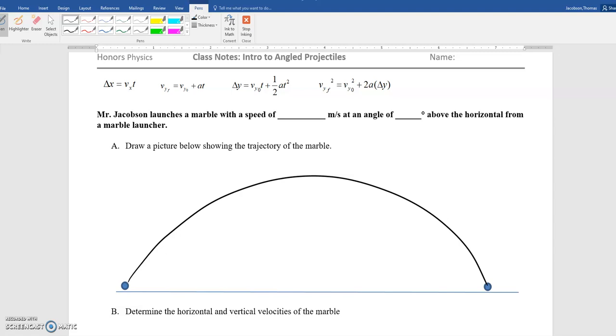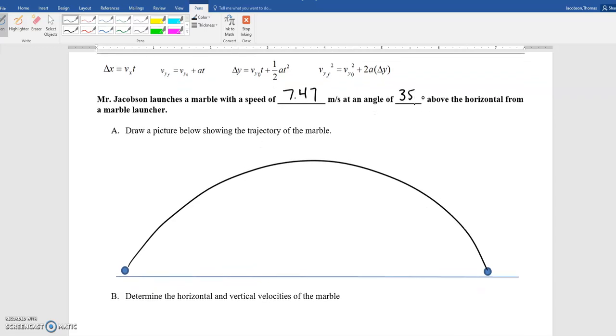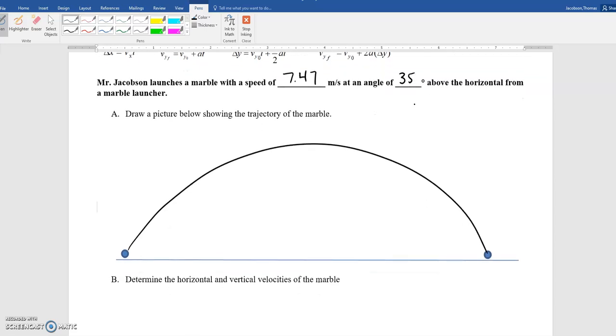We started off by launching a marble at a speed of about 7.47 meters per second at an angle of 35 degrees. So I'm going to go ahead and draw the things we know about this object. This is a marble launcher that's launching a marble, so I can go ahead and say that it has an angled velocity, which I'm going to call v, and that's going to equal 7.47 meters per second.